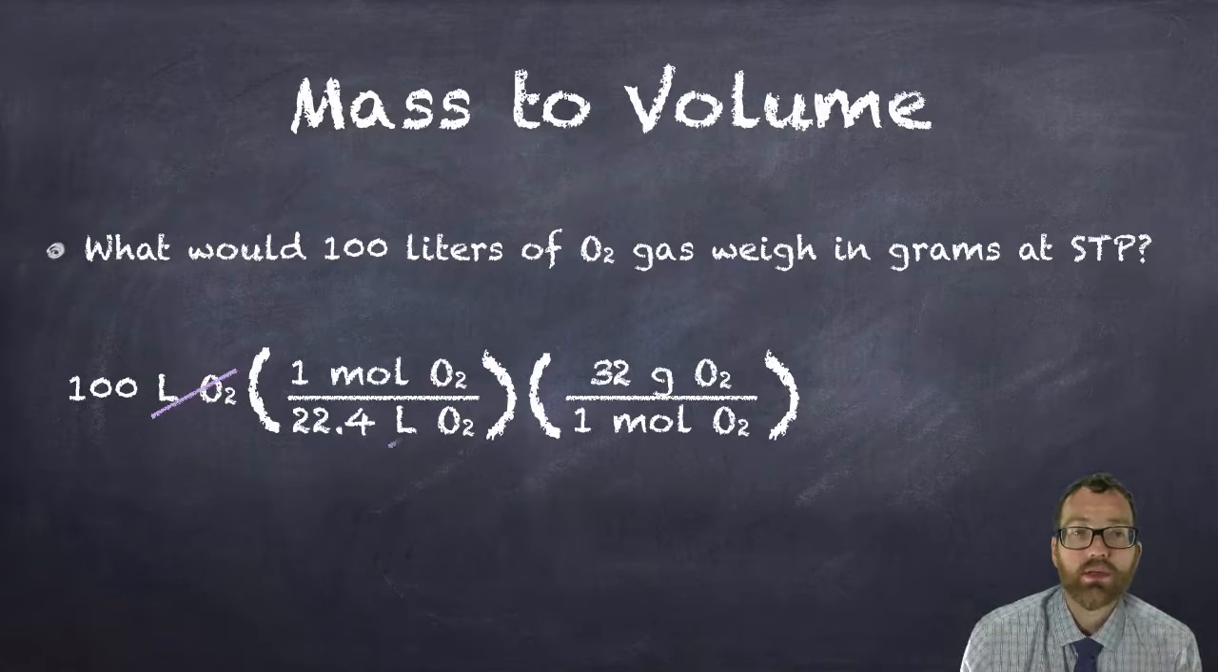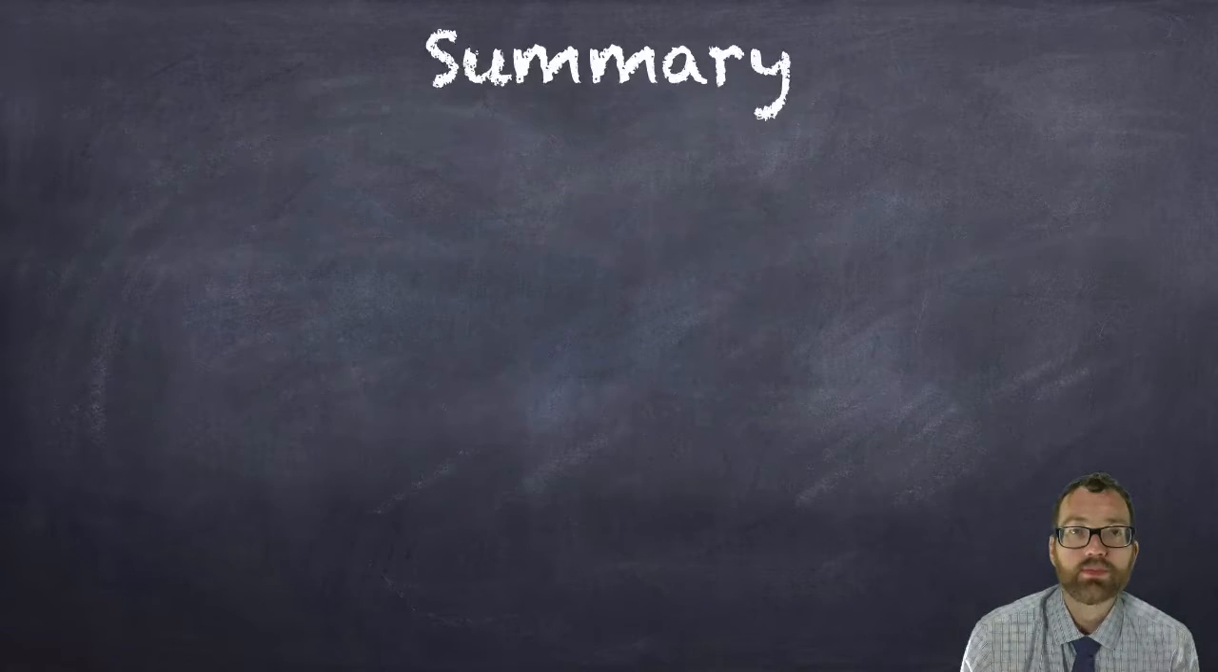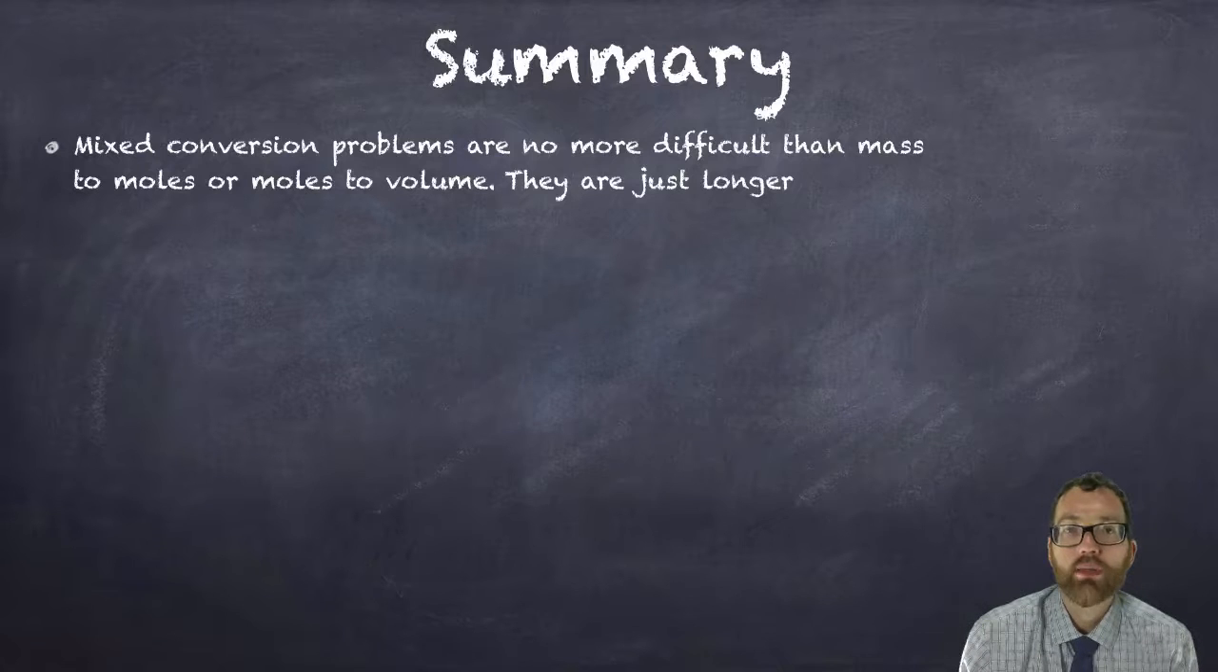So let's cross off our units that cancel. Liters and liters go away. Moles of O2 and moles of O2 go away. I'm left with grams. So I know it's time to get out my calculator and punch it in. 100 divided by 22.4 times 32 grams will equal 142.9 grams of oxygen.